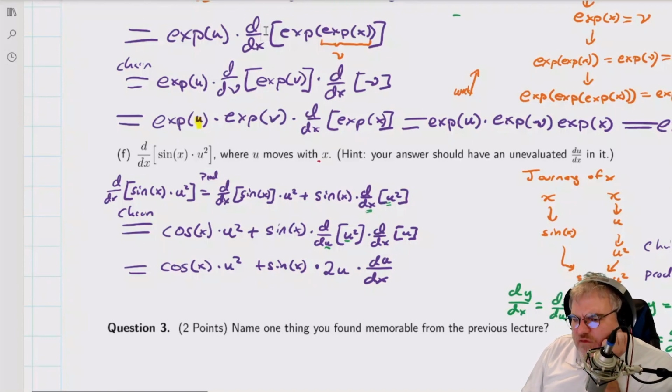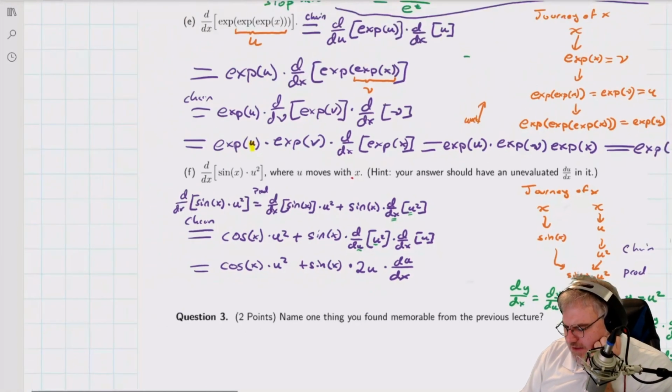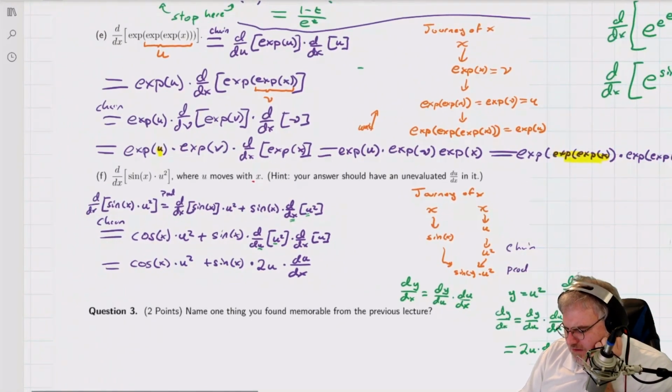Leaving something in that form, just a little, why am I doing that? Yeah, so you know that. So this could say u is a function of x or u moves with x. They're all the same thing. And I give you a little hint that there should be an unevaluated du over dx in it. But it's not a constant.